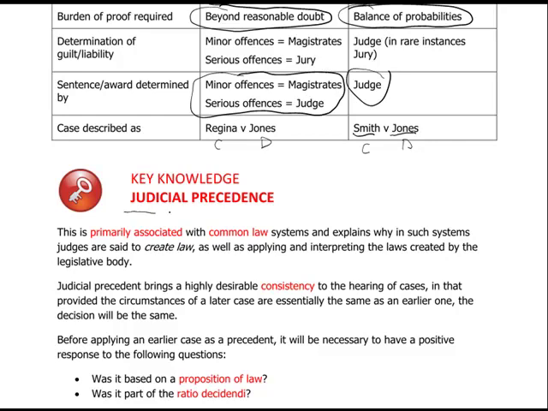Judicial precedence is an important term. It is only associated with common law systems, and it's allowed because in such systems judges are able to create law by making their decisions on each case's merits, if you like, because what they do is they apply their knowledge and interpretation of the law to make a decision, which, if they're a high court or lower courts, must follow.